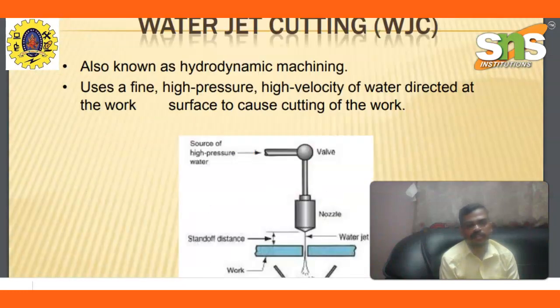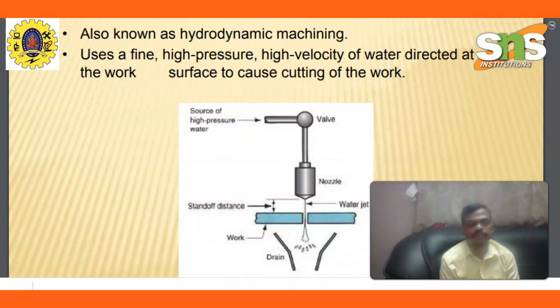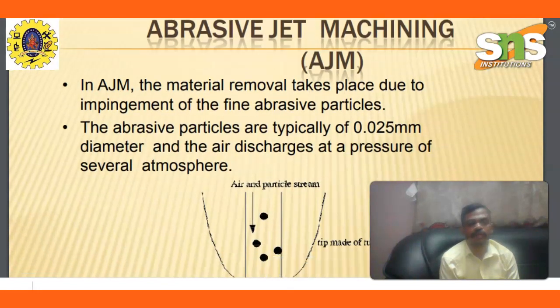Next one is water jet cutting, also known as hydrodynamic machining. It uses a fine, high pressure, high velocity jet of water directed at the work surface to cause cutting in the work. Abrasive jet machining.